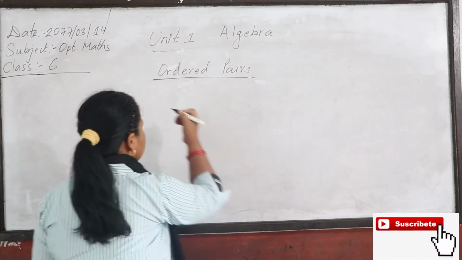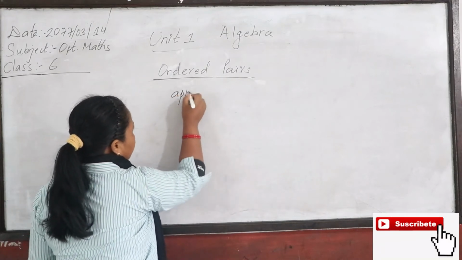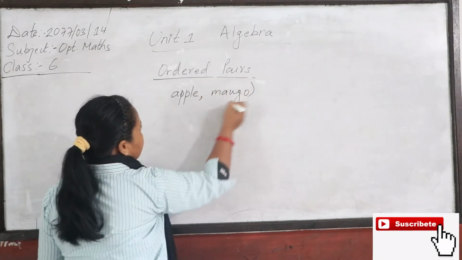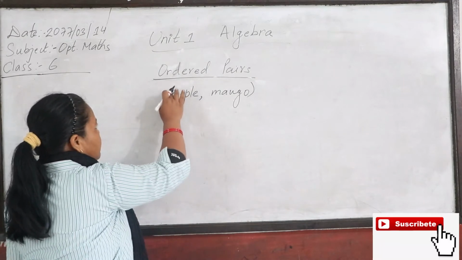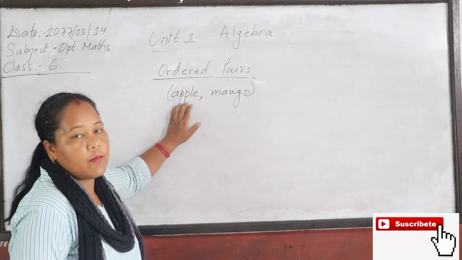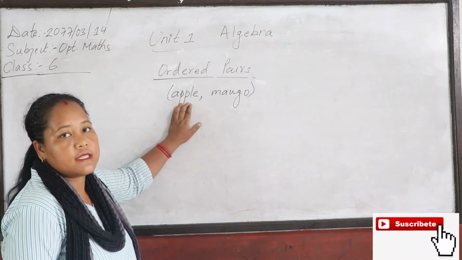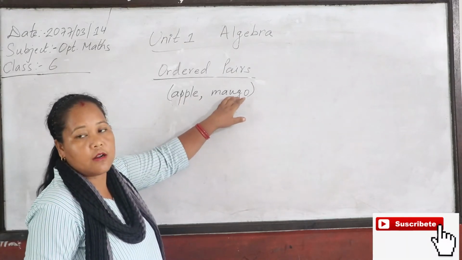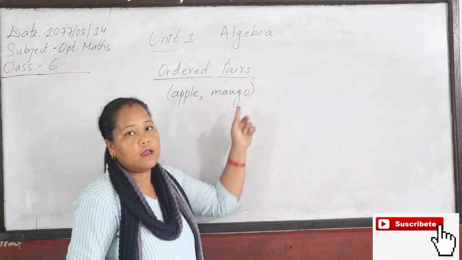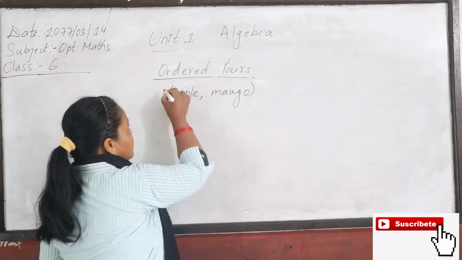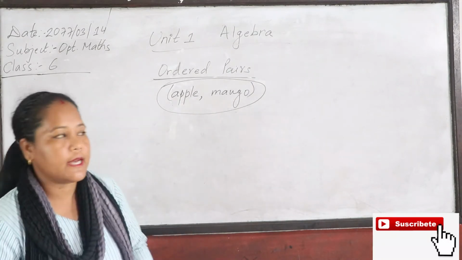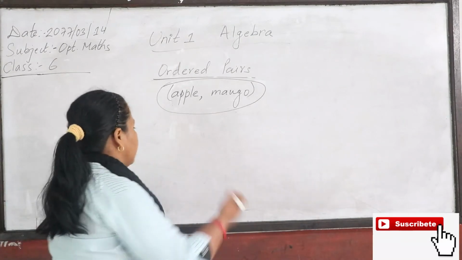Okay, again. Apple, mango, in curly brackets. Sorry, small brackets. Yes, this is an example of order pair. Yes, the first component of this order pair is apple, and the second component of this order pair is mango, and they are separated by comma and they are closed by small brackets. Yes, this is the correct example of order pair. And now we are going to read the next topic, equality of order pair.